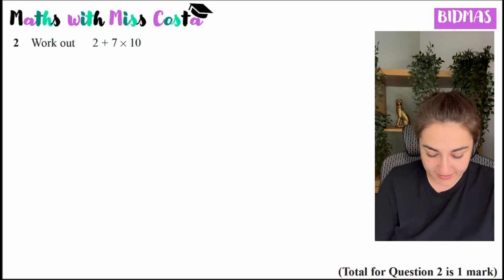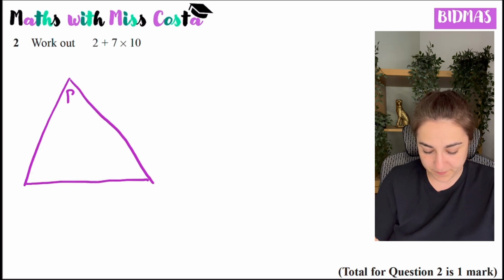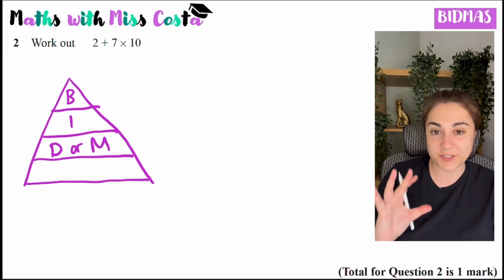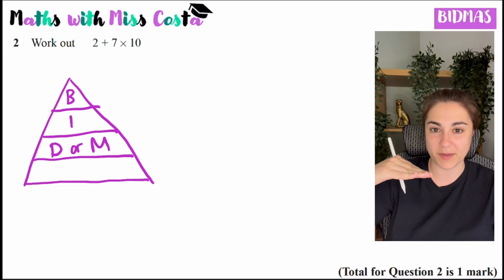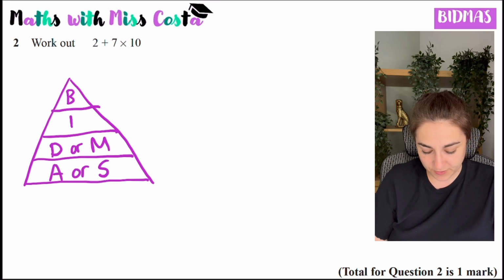Next, I've got a BIDMAS question. With BIDMAS, it's helpful to think of it like a pyramid. Brackets is at the top, then indices, then you've got division or multiplication. Division and multiplication are on the same level of the pyramid, but you do whichever one comes first. And then you do addition or subtraction. So brackets is first, then indices, so something like x squared or the square root of x, then division or multiplication, and then finally addition or subtraction.